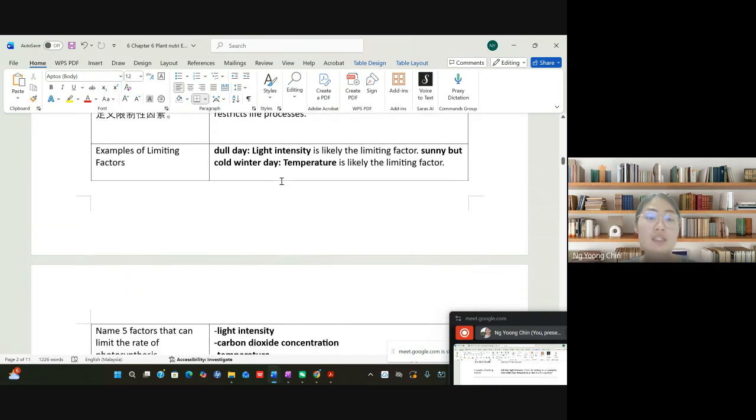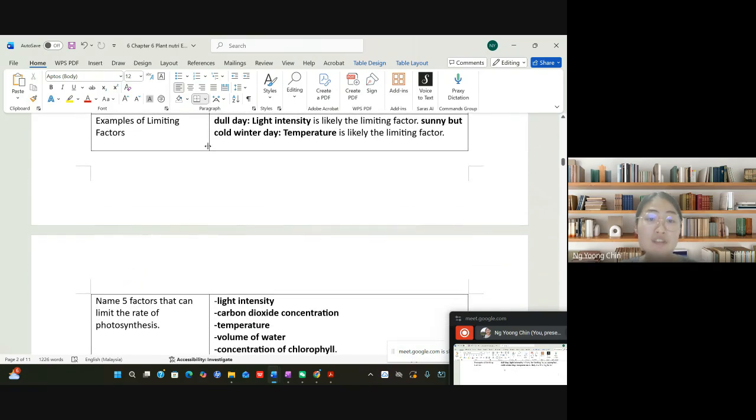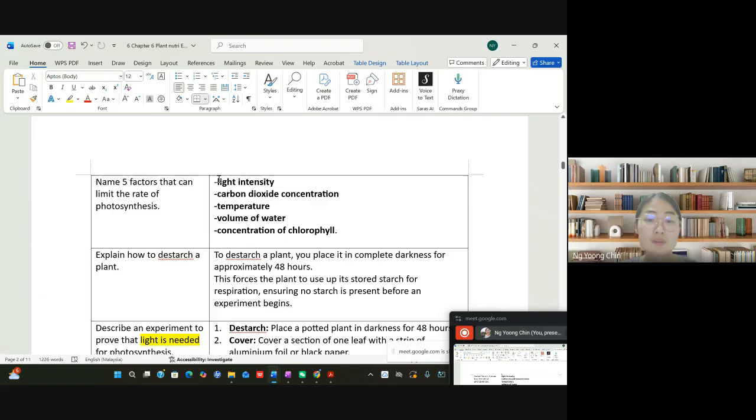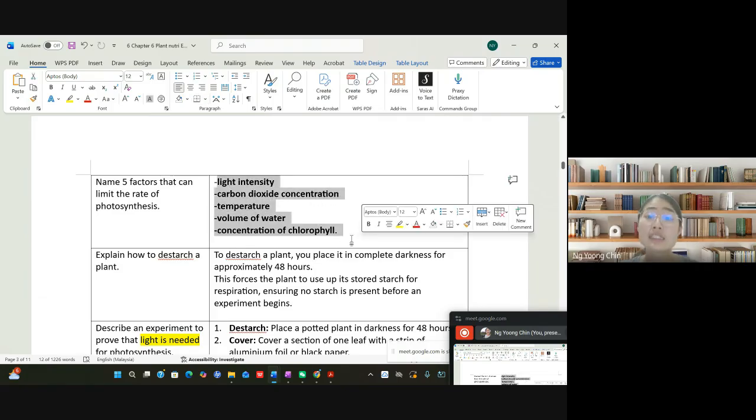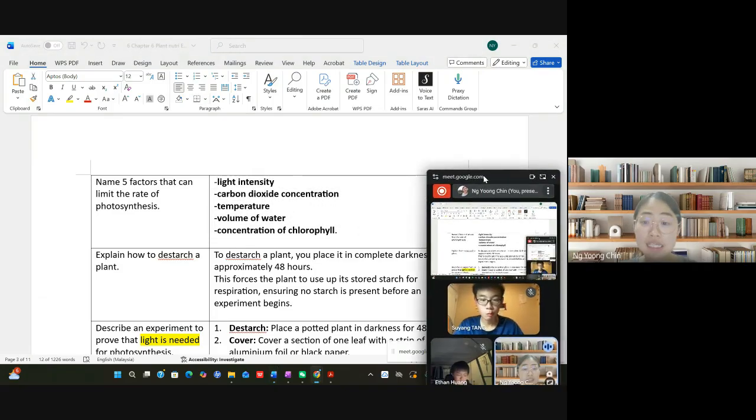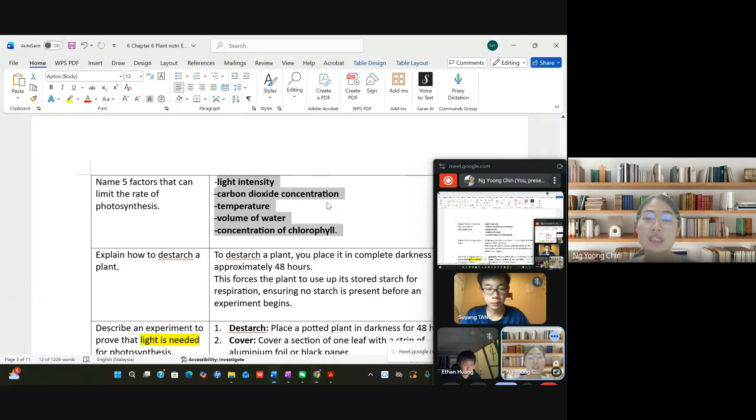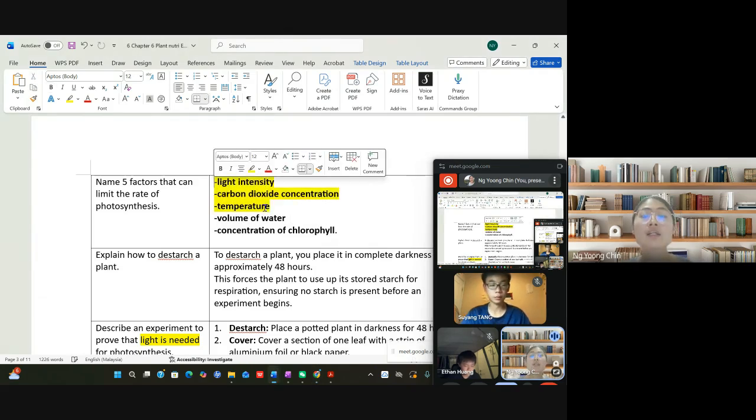And then this one, limiting factors. Here are the limiting factors: light intensity, carbon dioxide concentration, and temperature. Usually it's these three, the main factors. The volume of water and the concentration of chlorophyll are also factors, but they are not so emphasized in our syllabus. Our syllabus is actually focused on these three factors only.